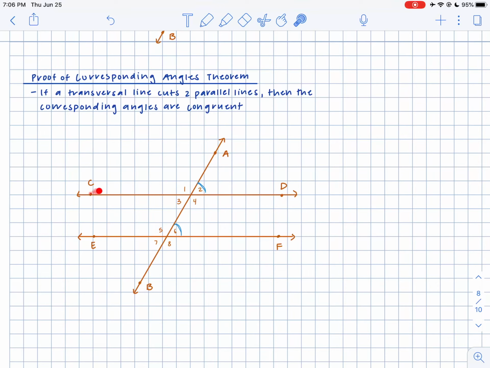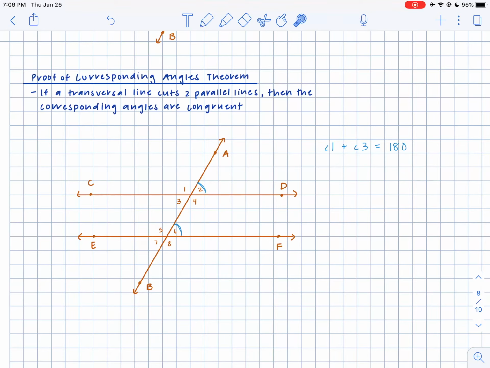So what do we know for sure? We know that lines C and D and line E and F, they are parallel to each other and they are cut by a transversal line AB. What's another thing we know? We know that 1 and 3 are supplementary. Remember our linear pair angles? Linear pair angles were adjacent and supplementary. We know that from previous lessons, okay? So we can write, let's say angle 1 plus angle 3 equals 180.